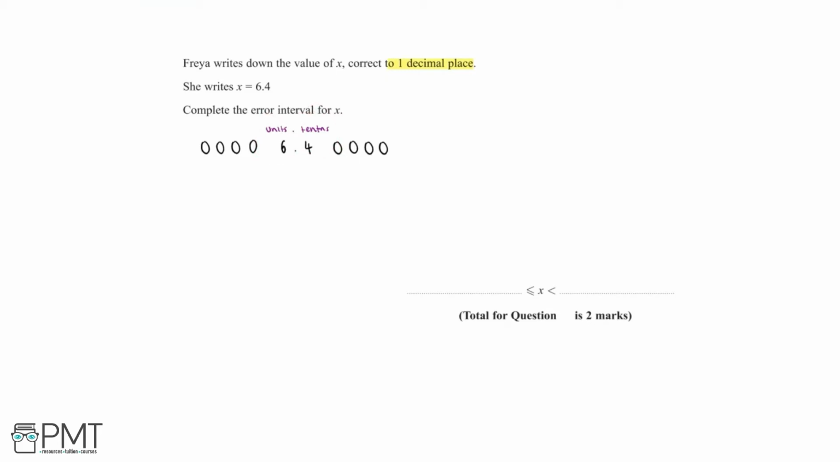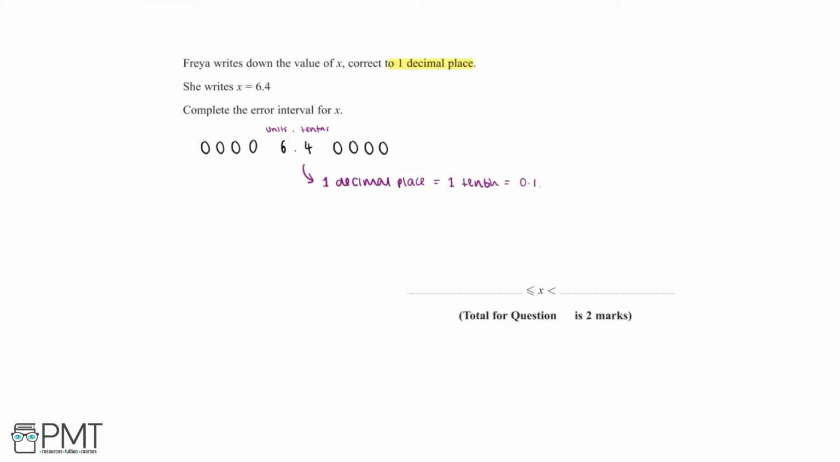Now to find the error interval, we need to use the value that it was rounded to. We're told that Freya writes down the value of x correct to 1 decimal place. And so to find the error interval, we need the place value of 1 decimal place. Now 1 decimal place would be this number over here, because 4 has been rounded to 1 decimal place. We can see that the place value of the number 4 is equal to 1/10th. And so 1 decimal place is equal to 1/10th, which is equal to 0.1.